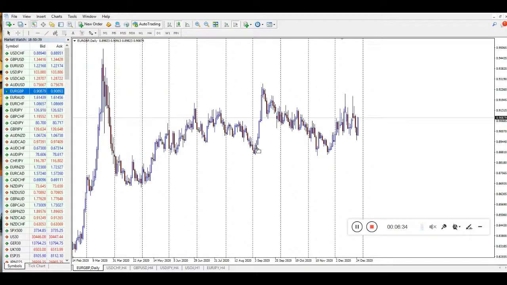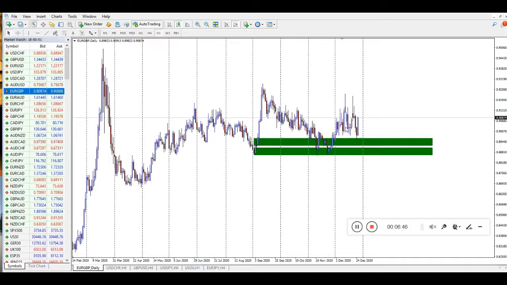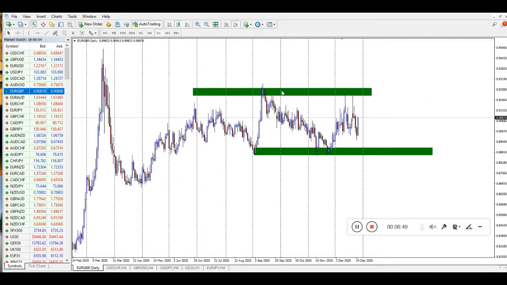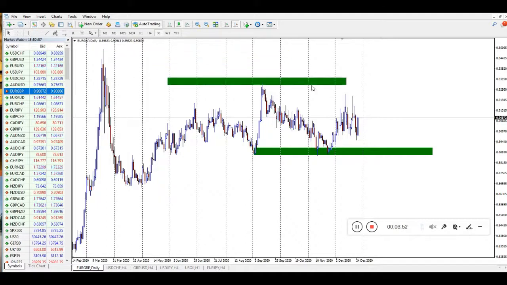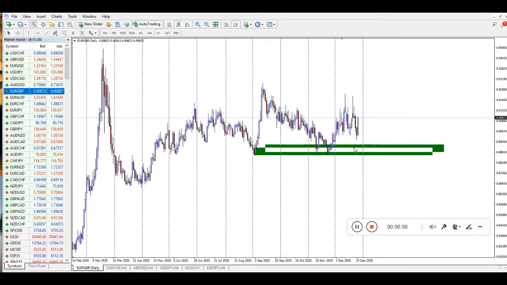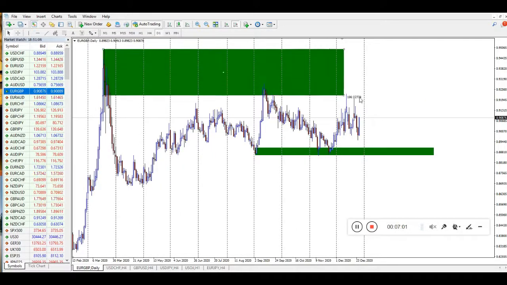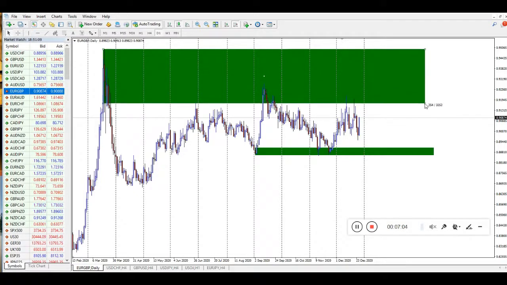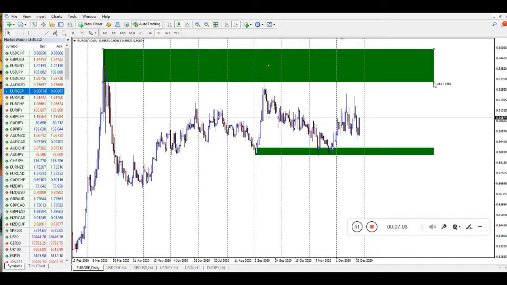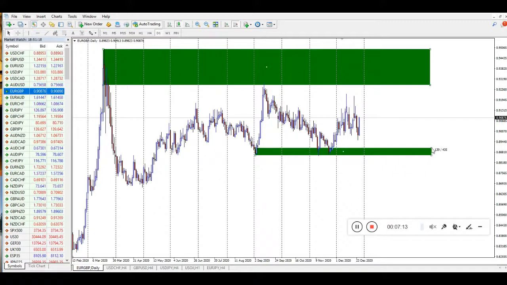Okay, let us draw our daily demand and supply. This is a valid demand. Let's do a supply. A supply would be somewhere there. You can't call this one a supply because it didn't break this one. So for a supply, we have to go to the highest zone. For me to draw a supply, I would draw it like this, and make sure that I also accommodate the recent bounce.